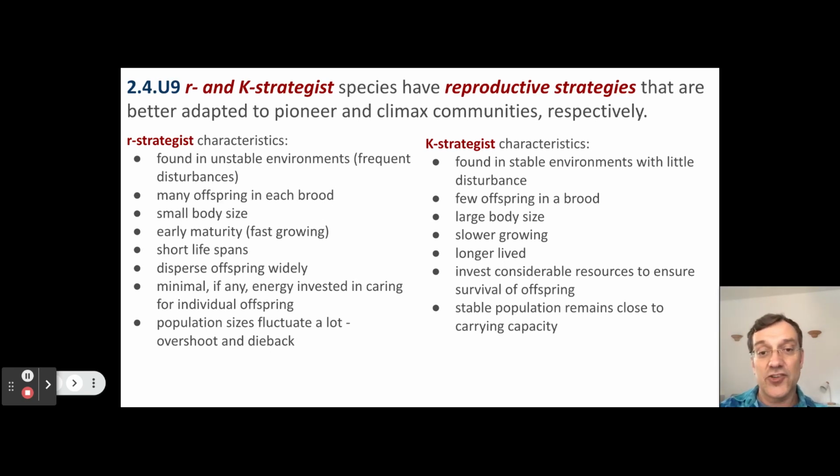Your K-strategists, on the other hand, tend to be found in very stable environments. They don't have nearly as many offspring. They don't have offspring as frequently. They tend to be larger organisms. So humans and elephants are great examples of K-strategists. They tend to live longer. They invest more energy in ensuring the survival of each individual offspring. So these are very different reproductive strategies.